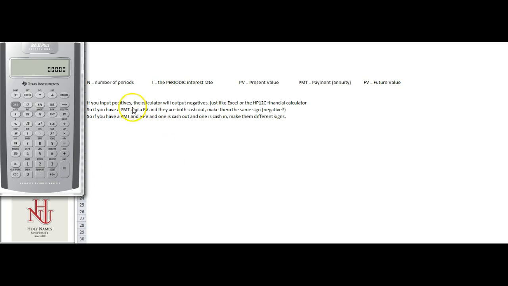But if you have, for example, a payment and a future value where one is cash out and one is cash in, be sure to make them different signs. Just have to be extra careful about the sign convention.